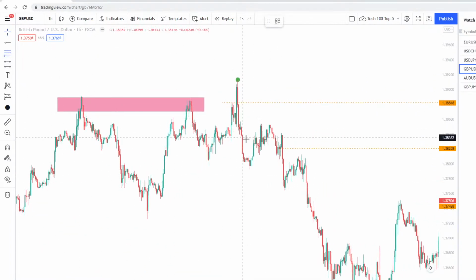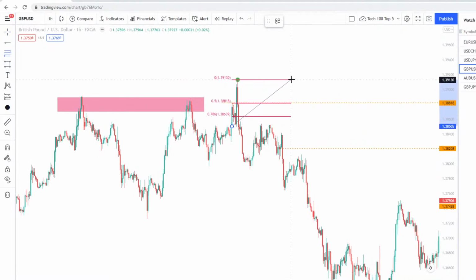So I'm very interested in looking for a lower time frame distribution at the 50% of this buy to sell. When I say lower time frame, I mean the 1 minute or the 3 minute. So we're really just looking for smaller breaks of structure, etc.